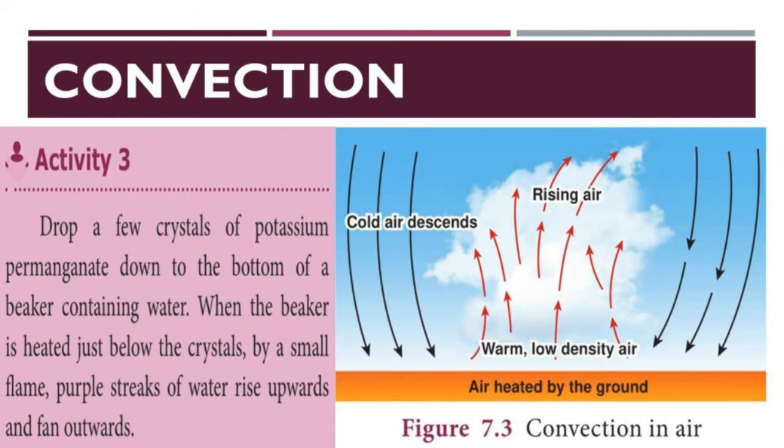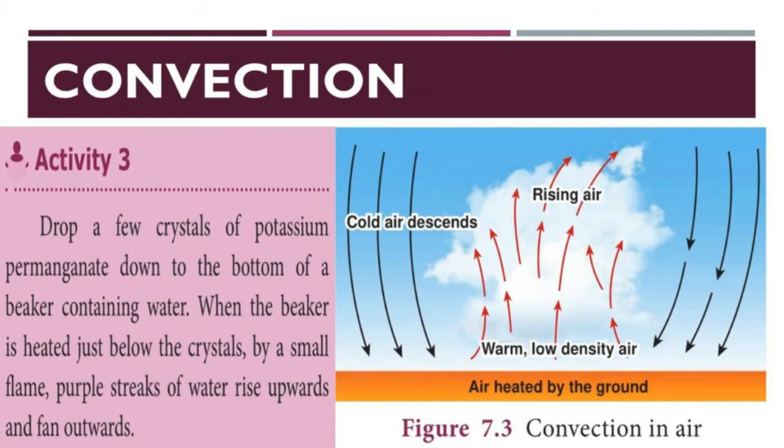Next, convection. Drop a few crystals of potassium permanganate down to the bottom of a beaker containing water. When the beaker is heated just below the crystals by a small flame, purple streaks of water rise upwards and fan outwards. In this activity, water molecules at the bottom of the beaker receive heat energy and move upward and replace the molecules at the top. The same thing happens in air also.